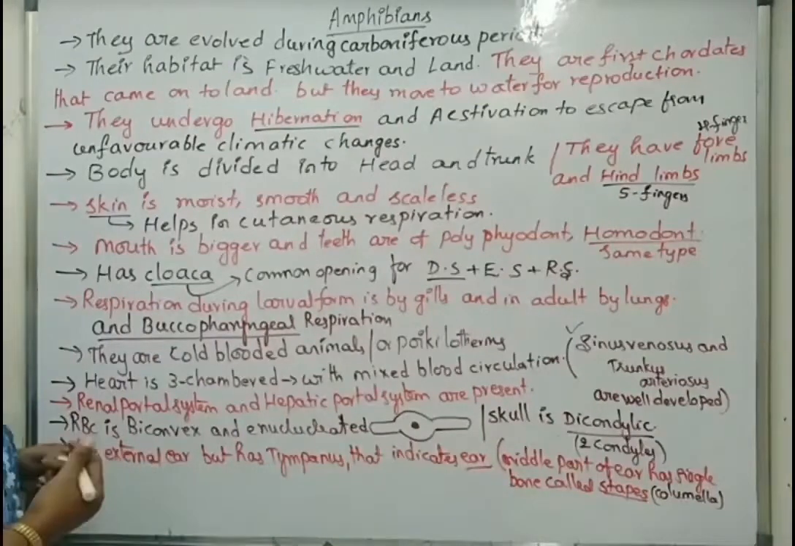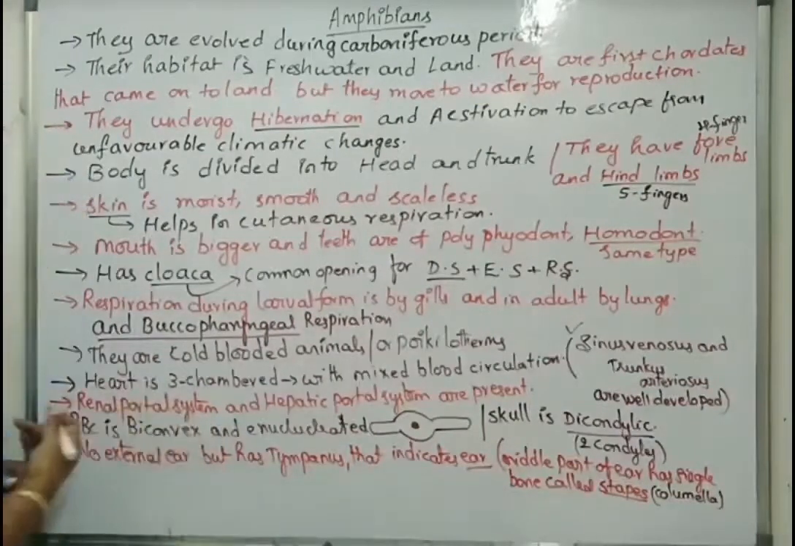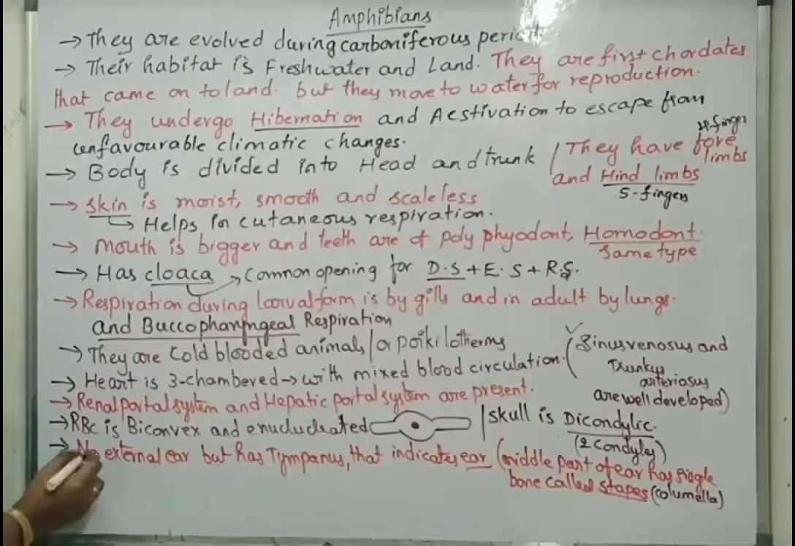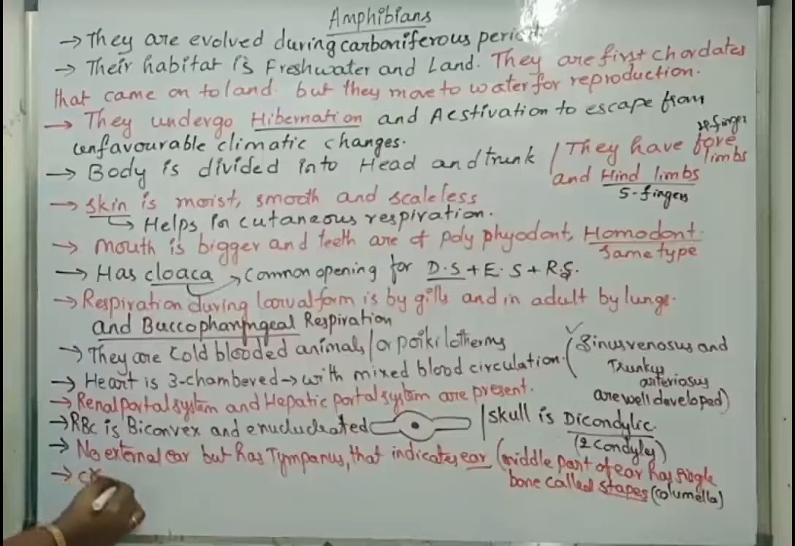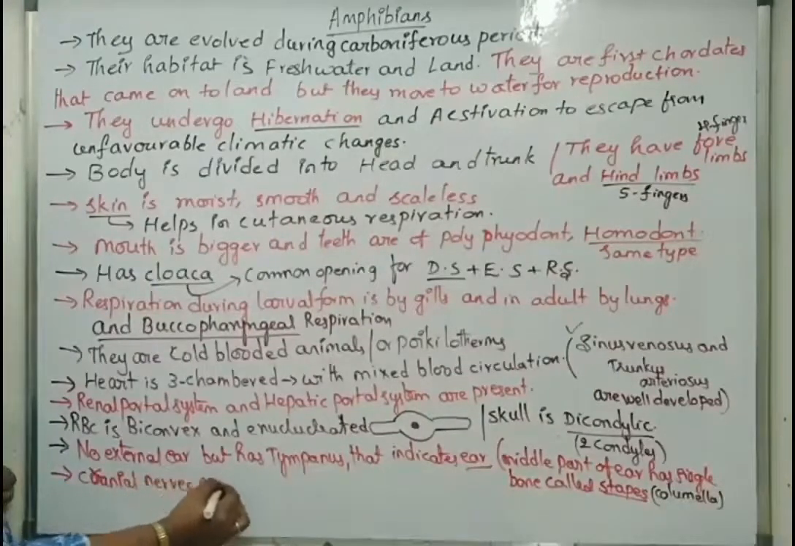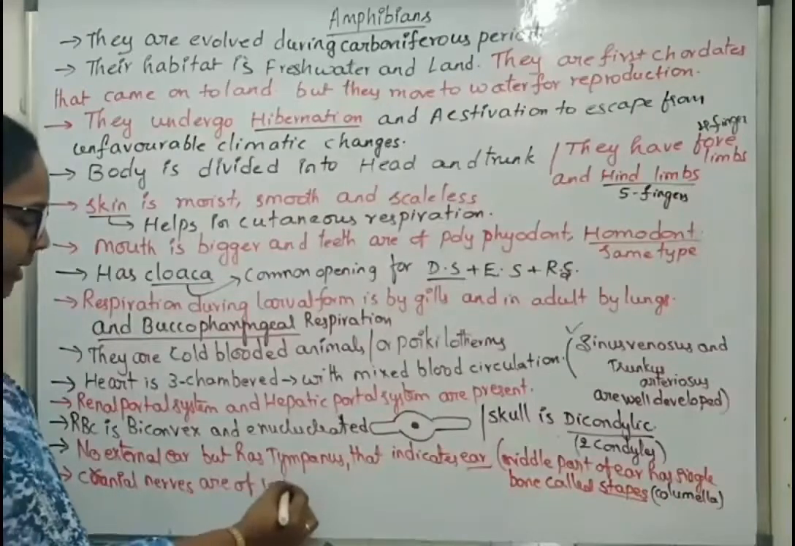Next, eyes have eyelids. There will be a third eyelid also. Cranium has 10 pairs of cranial nerves, means cranial nerves are of 10 pairs.